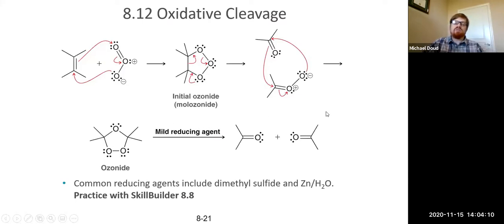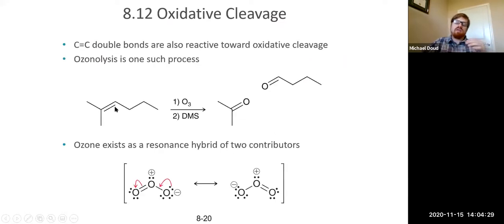Then you add a mild reducing agent, and you isolate your two ketones in this case, ketones or aldehydes. This mild reducing agent, again, we usually use DMS, but you can also use zinc and water, so you might see that. Okay, so again, you don't have to memorize this mechanism, but it's interesting to walk it through. The main thing is you need to be able to use the reaction, right? And the reaction is going to go like this. We have some practice of this down here. Again, you split this in half, and basically you get an oxygen on this side and an oxygen on that side. That's how I always think of it.